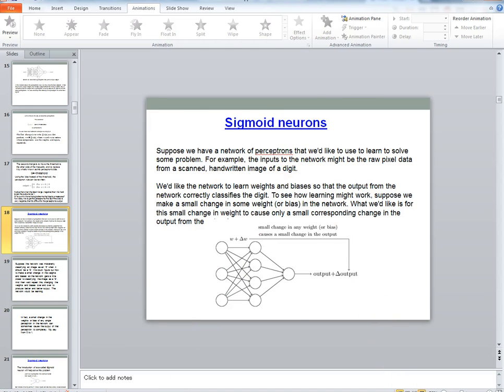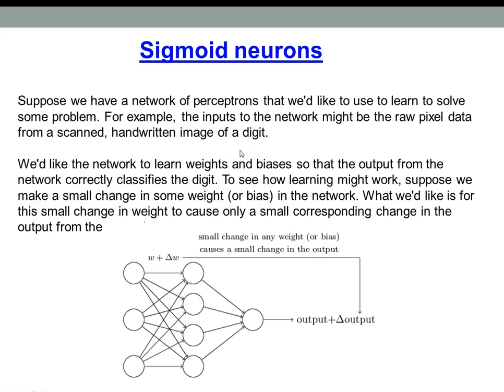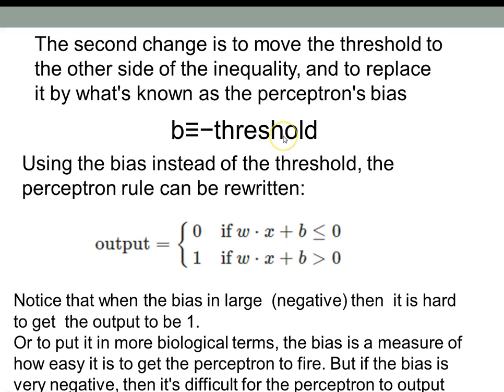Okay, let's go back to here. Suppose we have a network of perceptrons, these things, that we'd like to use to learn to solve some problem. For example, the inputs of the network might be the raw pixel data from a scanned, handwritten image of a digit, like we just said. We'd like the network to learn weights and biases. We already introduced the idea of the bias, which is what? It basically was the threshold, negative the threshold.